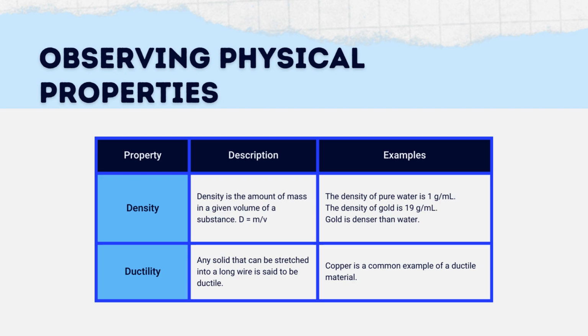Next up, density and ductility. Density is the amount of mass in a given volume of a substance, calculated by dividing mass by volume. For instance, compare the density of pure water at 1 gram per milliliter to gold at 19 grams per milliliter. This shows that gold is denser than water. On the other hand, ductility refers to the stretchability of a solid, with ductile materials being able to be stretched into thin wires. Copper is a well-known example of a ductile material.